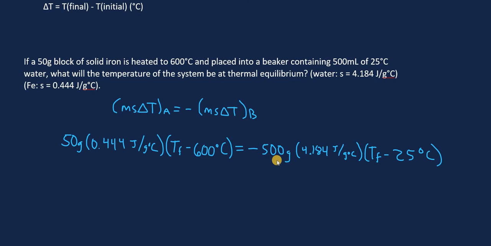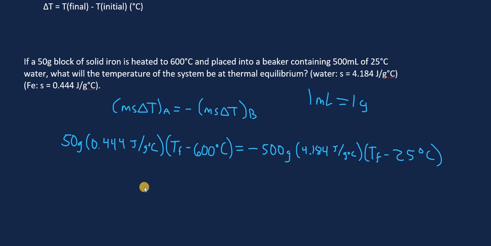So we have 500 grams of water, and I know in the question it said 500 milliliters, but for water, 1 milliliter is equal to 1 gram. So for water, whatever you have in milliliters, that's the same mass in grams. So we have 500 grams of water times the specific heat of water times T final minus our initial temperature of water, which was 25 degrees Celsius.